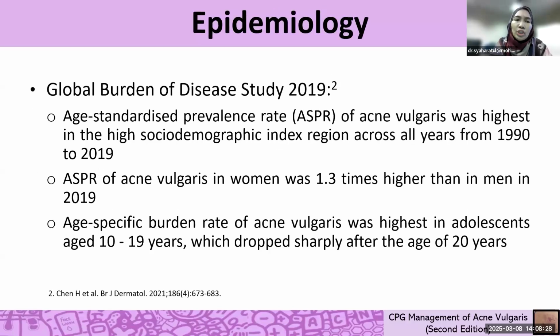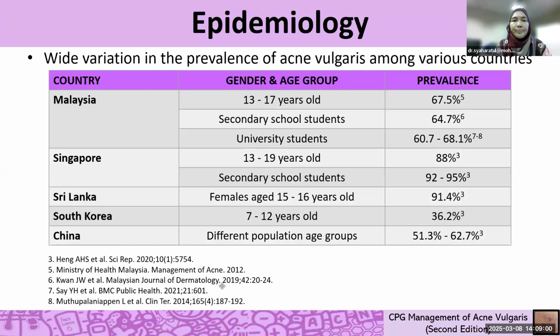Okay, for the epidemiology, from the Global Burden of Disease Study 2019, it was noted that it was highest in the high socio-demographic index region across all years for 10 years. It was common in women, about 1.3 times higher than in men. And for adolescents aged 10 to 19, the rate of acne vulgaris is highest and later drops sharply after the age of 20s.